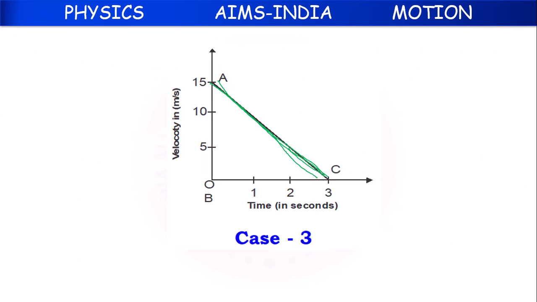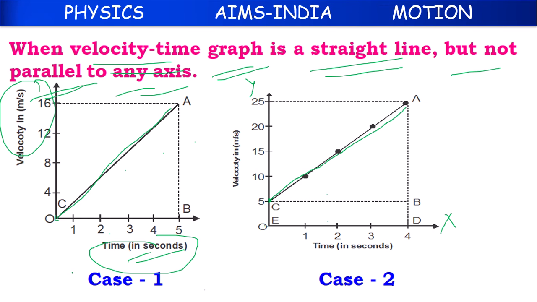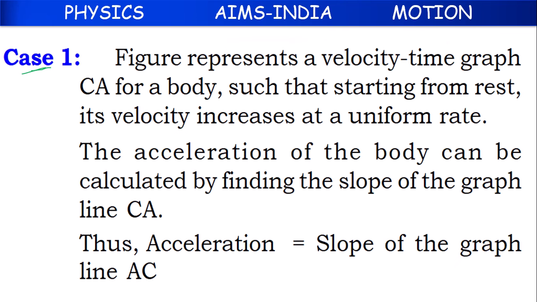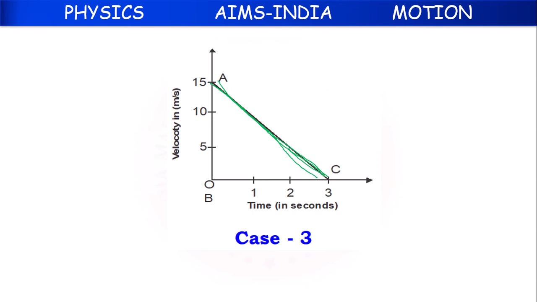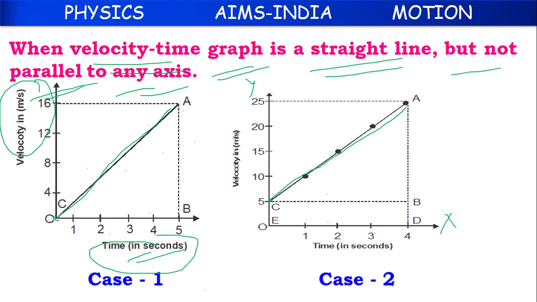So case 1. In this case 1 diagram, we have CA. Here this is CB. So the graph, the straight line CA, represents the velocity time graph for a body. It is starting from rest, means its velocity increases at a uniform rate. If you compare here, for 1 second, velocity increased. For 2 seconds, velocity increased. For 3 seconds, for 4 seconds, velocity increased.